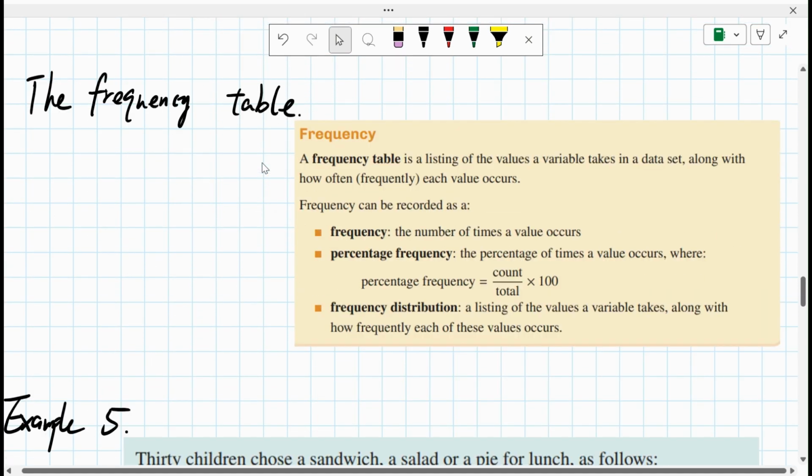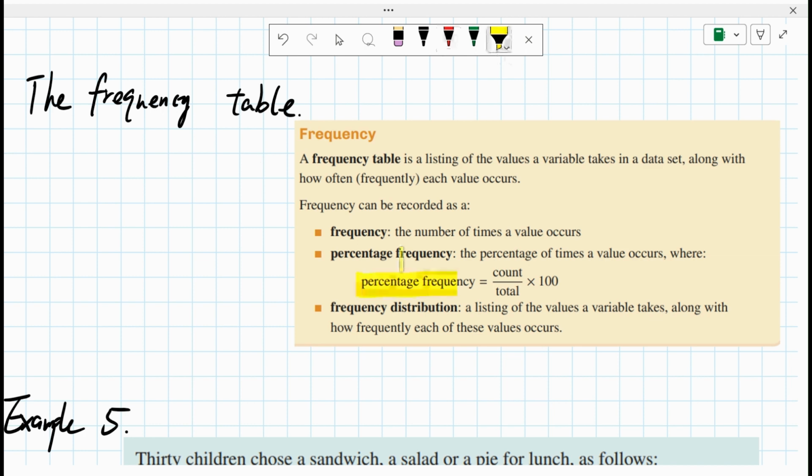This one, I want you to put in your bound reference, okay? A frequency table lists the values that the variables take in the data set, so how often each value occurs. Frequency is the number of times a value occurs. Percentage of frequency is the percentage of the times a value occurs, so highlight the formula in your bound reference. And a frequency distribution is the listing of the values of the variables taken, along with how frequently each of these values occurs.